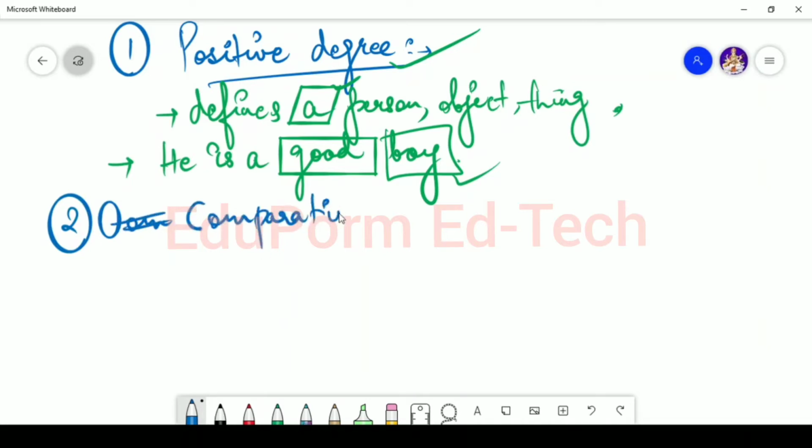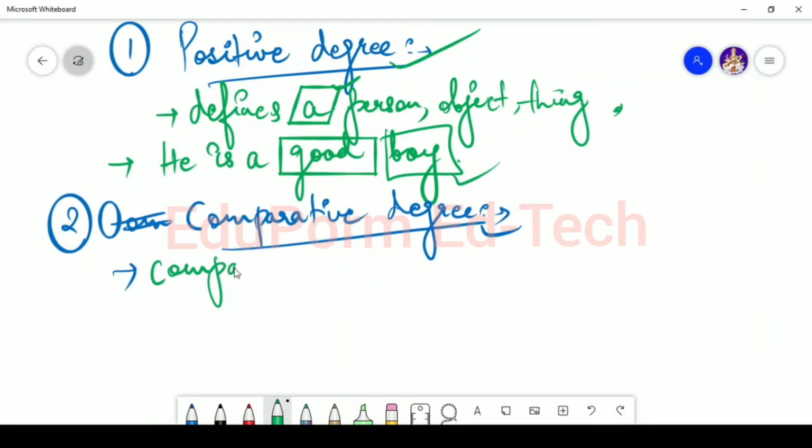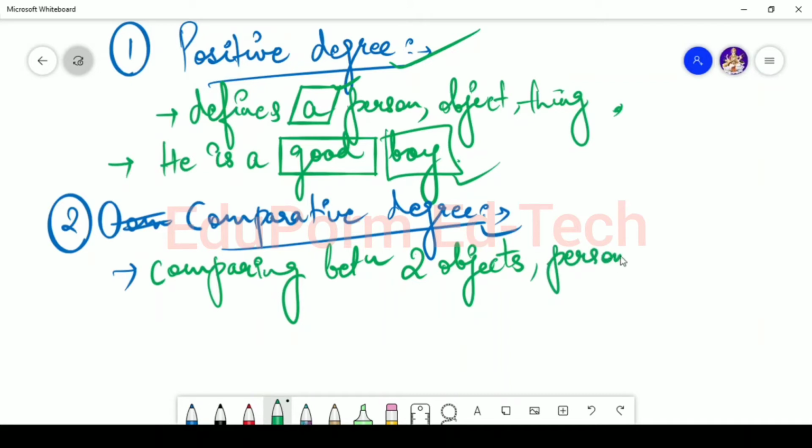Okay, now let's talk about comparative degree. Now what happens in case of comparative degree? So comparative degree is basically used when you are doing comparison between two objects, persons or things. Okay, so whenever you are comparing between two objects, persons or things, in that case you make use of comparative degree.